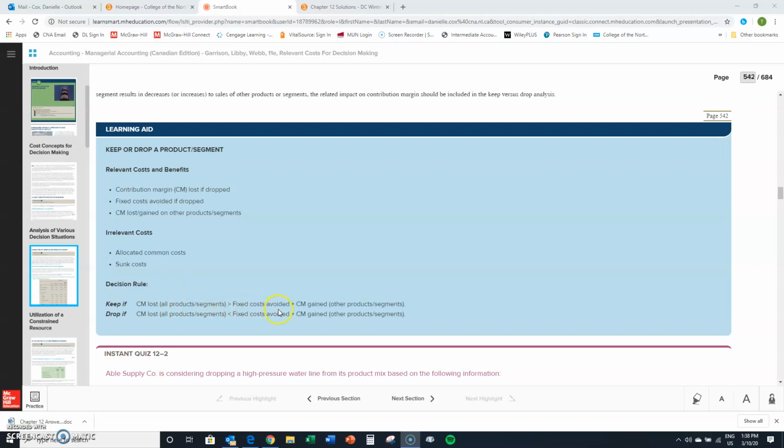greater than the fixed costs that can be avoided plus the contribution margin gained from other products or segments. And you want to drop the product or segment if the contribution margin lost is less than the fixed costs avoided plus the contribution margin gained. Okay, we'll move on to the next section.